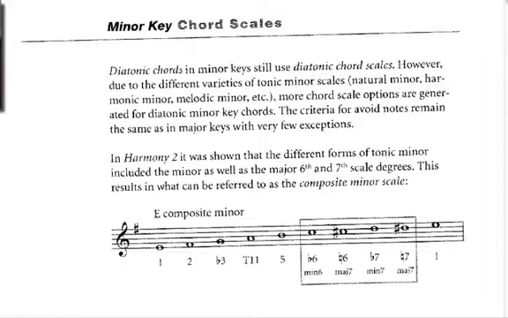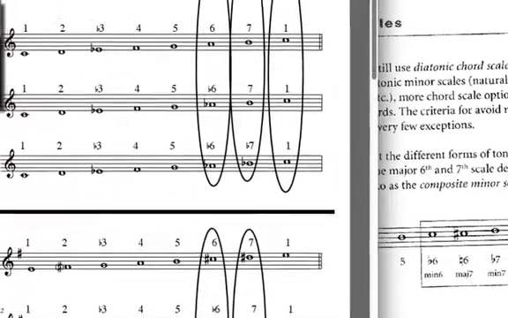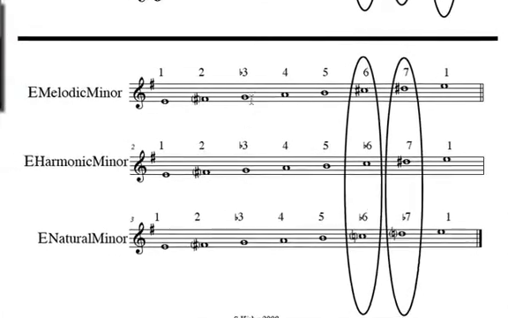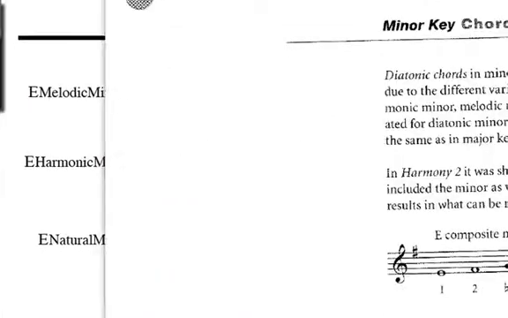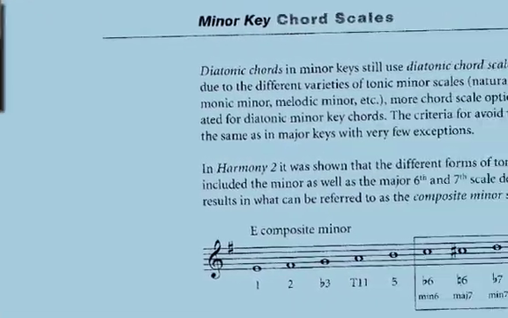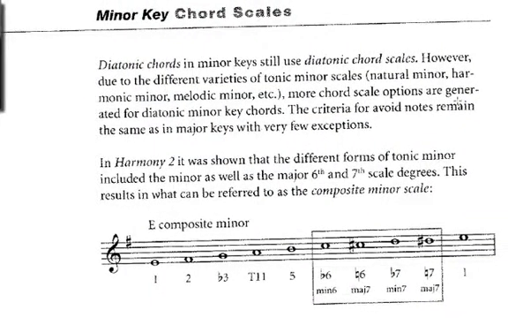And this allows us to take the notes that are varying in each one of the scales. Here we have E melodic minor with C sharp and D sharp, E harmonic minor with the C and the D sharp, and E natural minor with C and D. And when we combine all three of these scales together, this is what we end up getting: this minor scale that's called composite minor. And it's what most of our tunes come from.